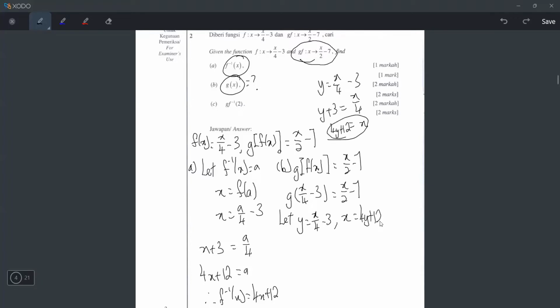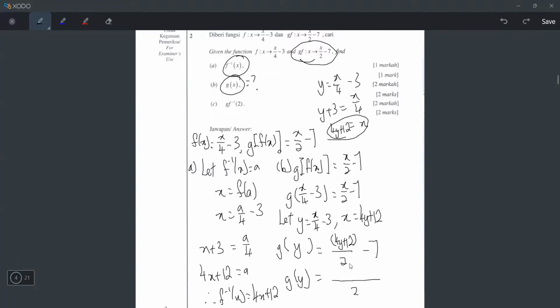So let y equals to x over 4 minus 3, and x will be this one, 4y plus 12. Right? And then you will get a new equation. It will be gy, right? Because you already let y equals this whole bracket, and if this bracket changes to y, then the x here also has to change to something else, right? So you will change to 4y plus 12, like this. And then now you can try to simplify it, right? And how to simplify it? You can make the denominator the same first.